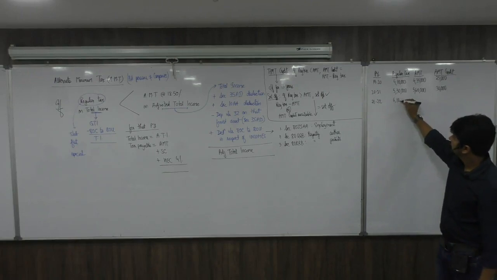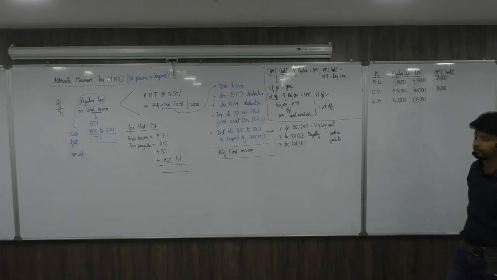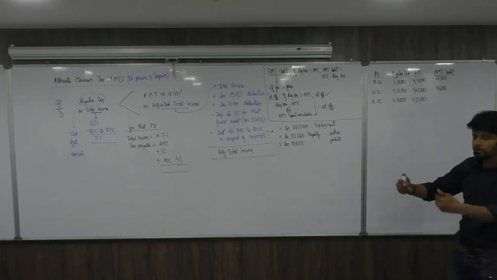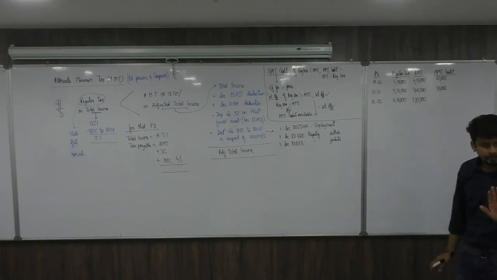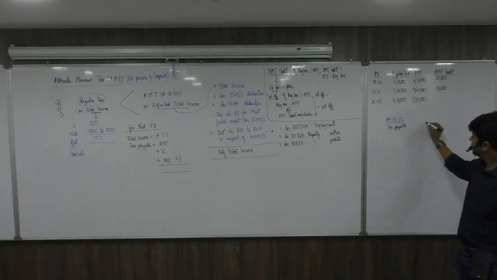21-22, regular tax 6,10,000, AMT is 5,85,000. Now is regular less than AMT or more than AMT? Meaning, for that year, what am I supposed to pay? 6,10,000, right? So now my previous year 21-22 working will show: tax payable is 610.